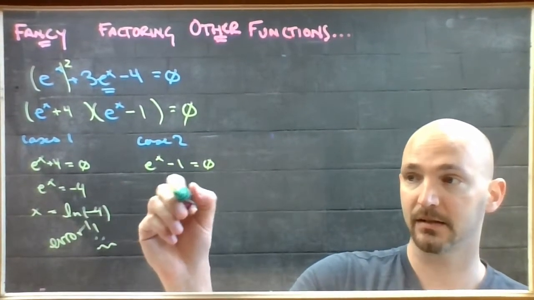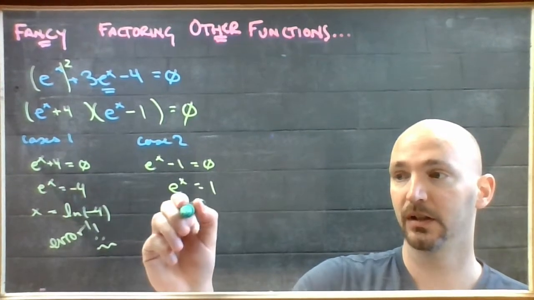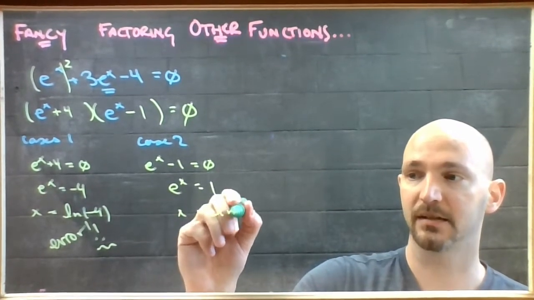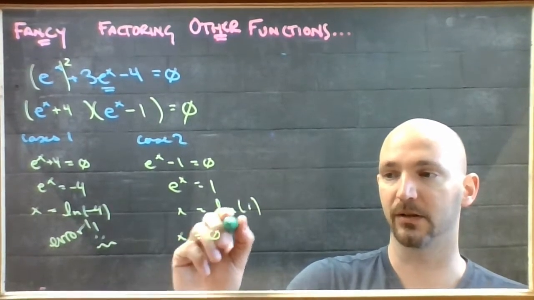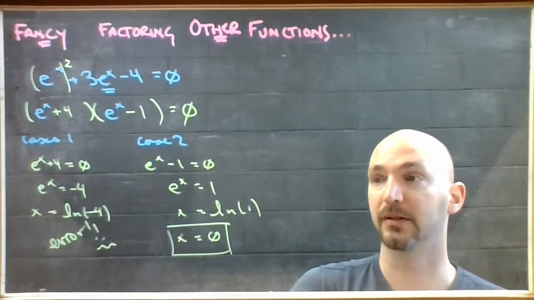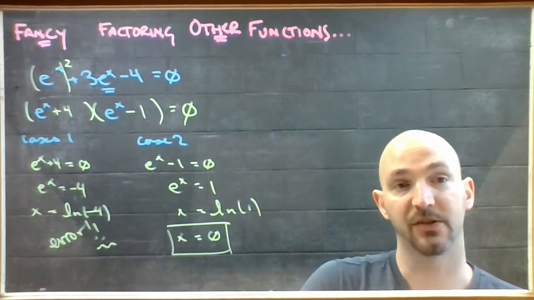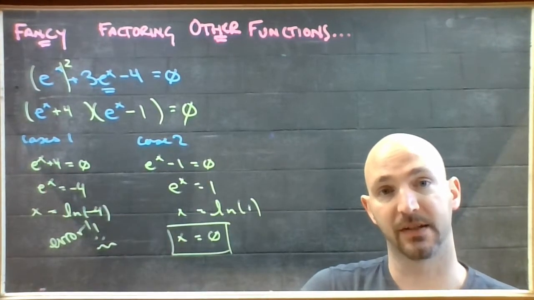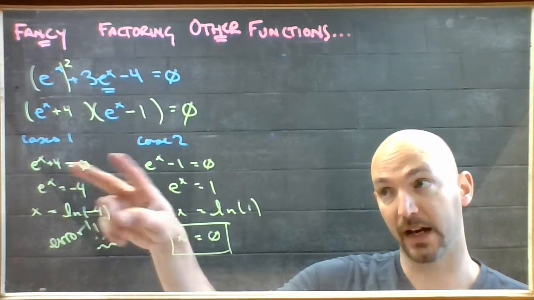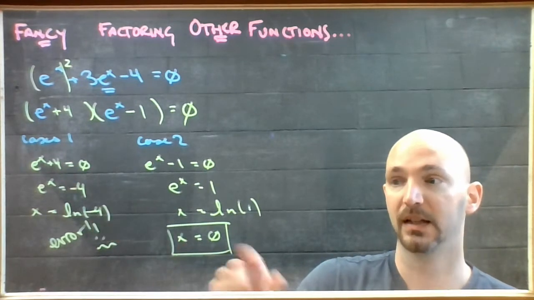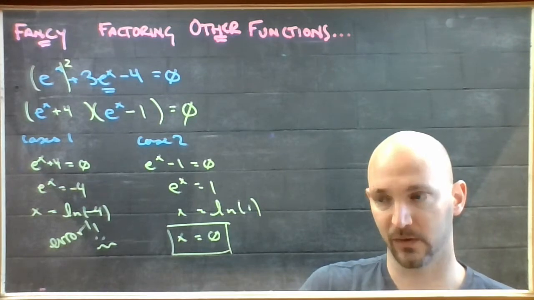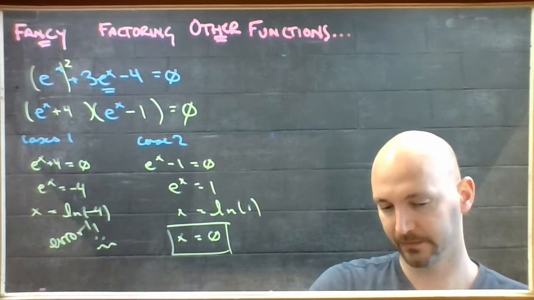This case, kick the 1 over, ln both sides, and the ln of 1 is 0. So there's my only solution. So I just used trinomial factoring to split it into two brackets. And once I had the two brackets, set them up as cases, just like I did for the trig functions, and then solve for the cases, or the x values that work.